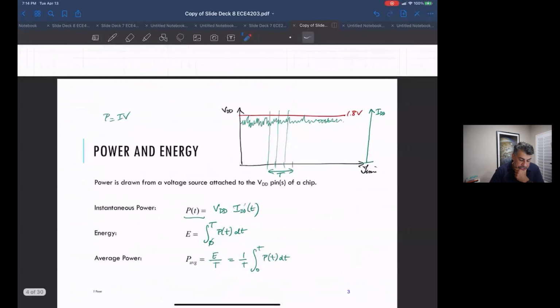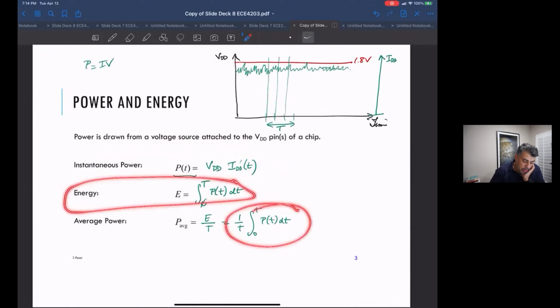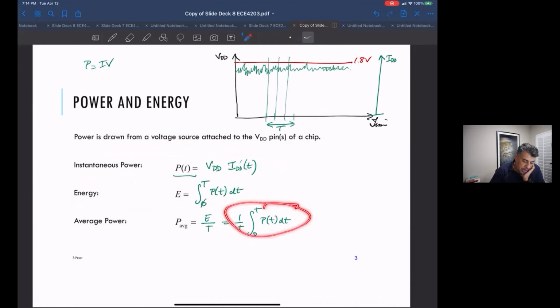And we were laying out these definitions of instantaneous power and the energy, which gives you the average power. We really want to know the average power, because the instantaneous power could be anything. When you talk about power consumption, you're mostly talking about the average power consumption. But we have to keep track of this as well, just to be able to calculate it. Okay, so we defined those.